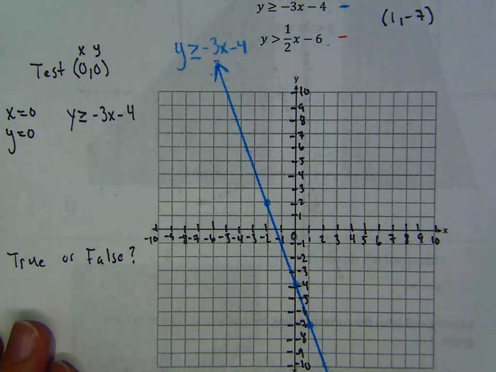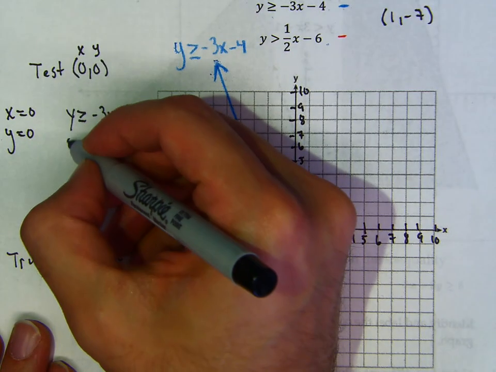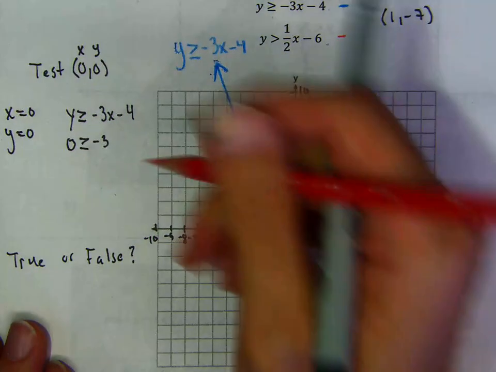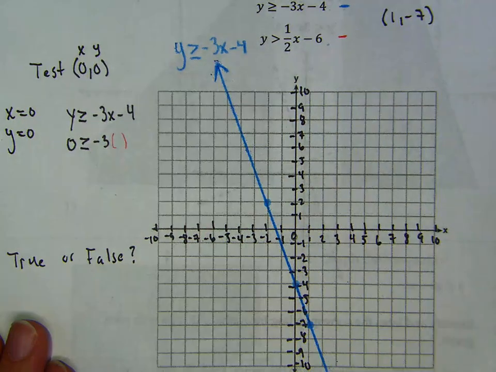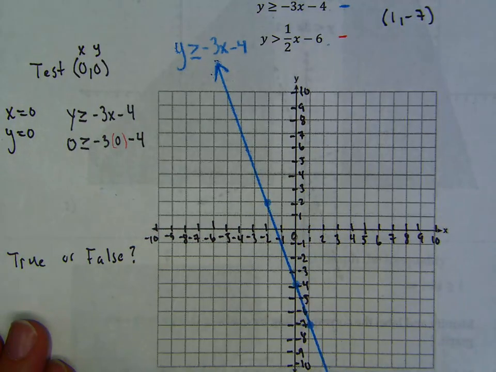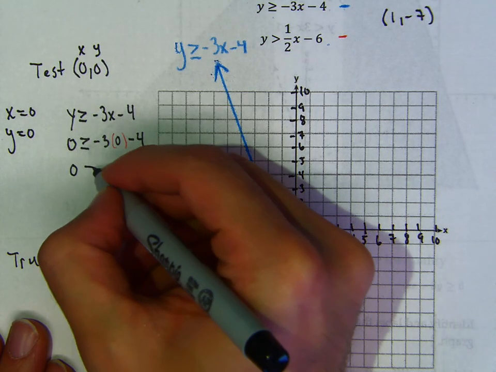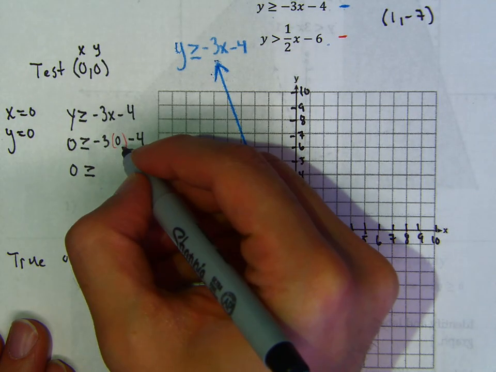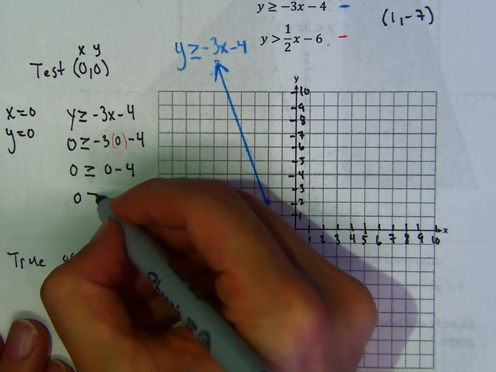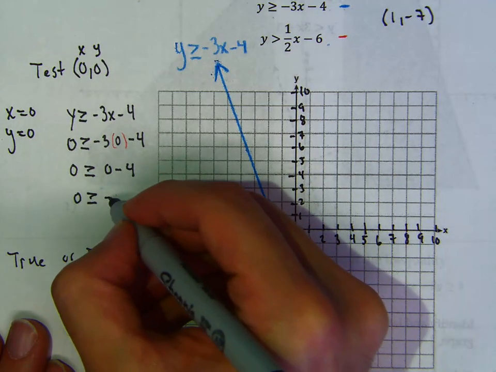So let's say you're continuing forward, right? Because you tried it on your own. Well, what do I have? 0 greater than or equal to negative 3, and I'll put a little parentheses over here, times 0 minus 4. Then what do I have? 0 greater than or equal to, what's negative 3 times 0? That's 0 minus 4. 0 greater than or equal to minus 4.